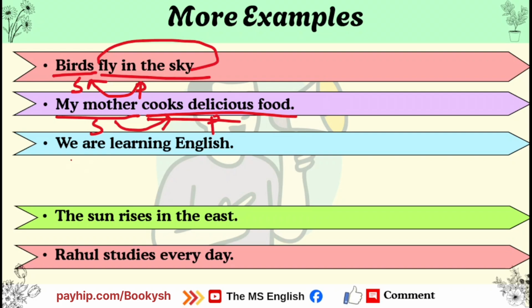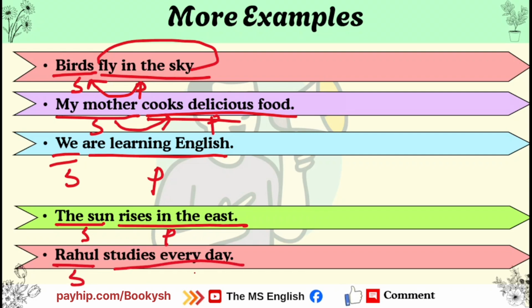We are learning English here. The word we is subject, and are learning English is predicate. The sun rises in the east. Here the sun is subject and rises in the east, this portion is predicate. Rahul studies every day. Here Rahul is subject and studies every day, this portion is predicate. So I think you have understood. Right now you can differentiate which portion of a sentence is subject and which portion of a sentence is predicate.